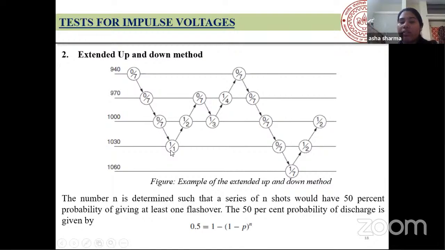Let's say I apply the first shot and the breakdown occurs, then the voltage goes down, and then we apply the second shot. If it fails again, we go down again and apply the shot. In this way, with the extended up and down method, we do the testing for impulse voltage, and this is again for self-restoring insulations.